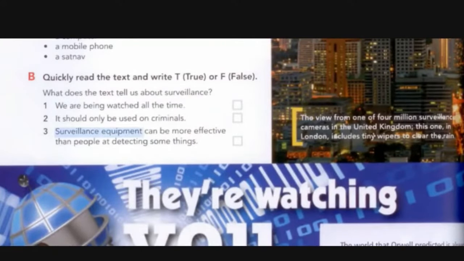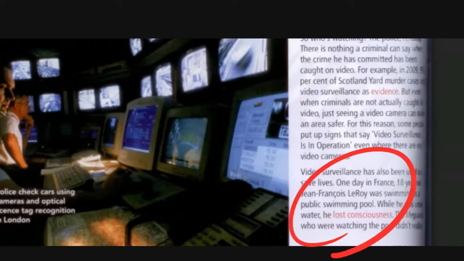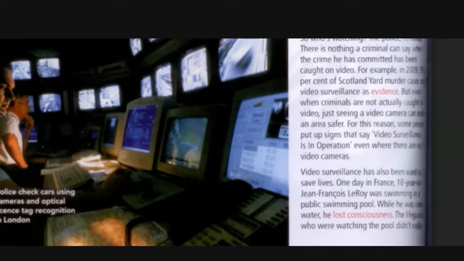Number three: surveillance equipment can be more effective than people at detecting some things. Puvan, can you please explain why you say it is true? How do you know that the surveillance system is more effective? In this paragraph, it mentioned a teenager drowned in the swimming pool, right? But the lifeguards didn't notice it. But the surveillance system can detect it, right? So this shows that the surveillance system is more effective than the lifeguard in this paragraph.